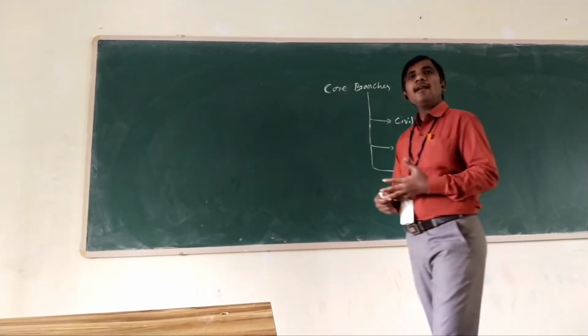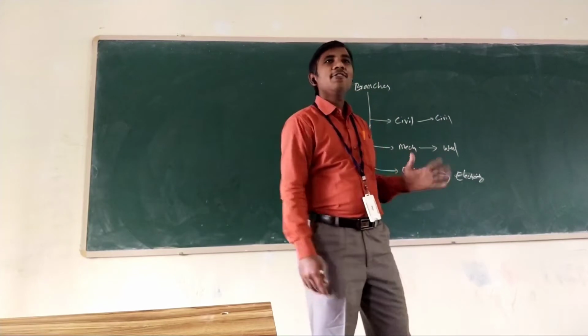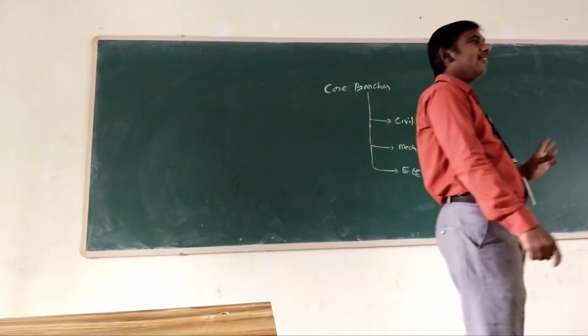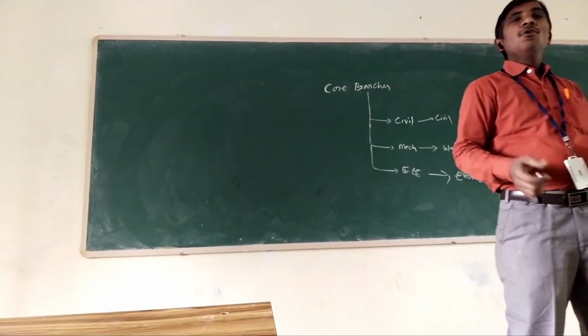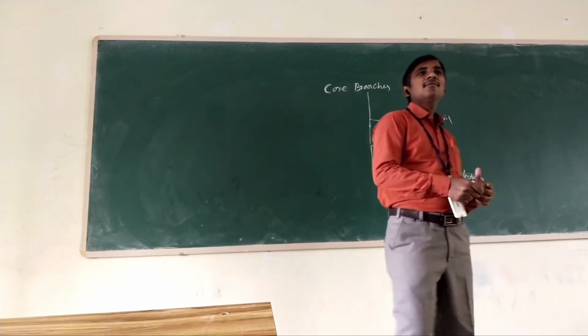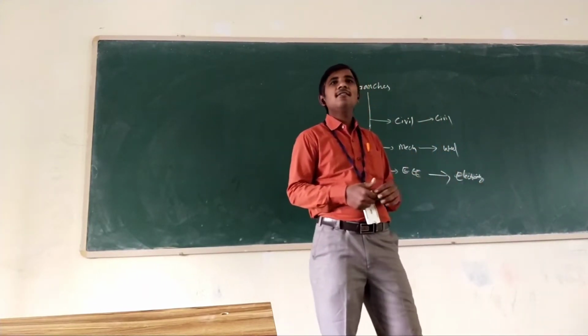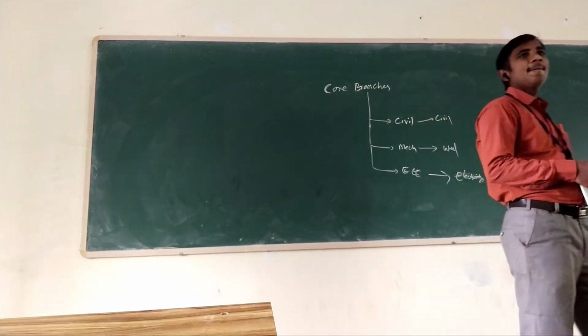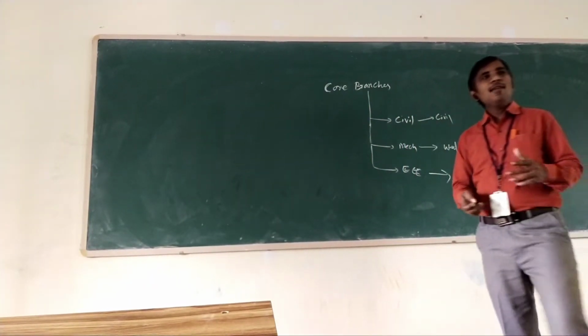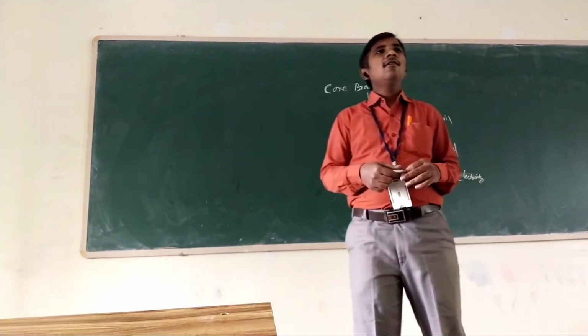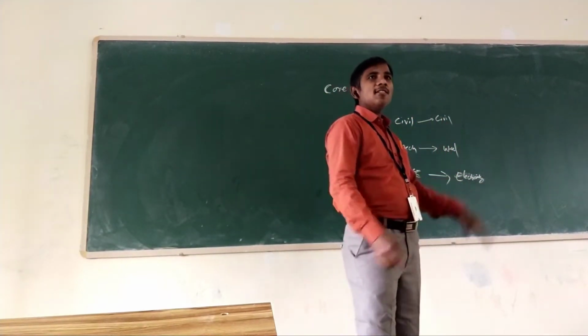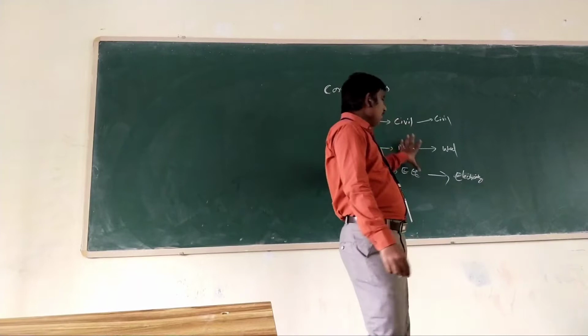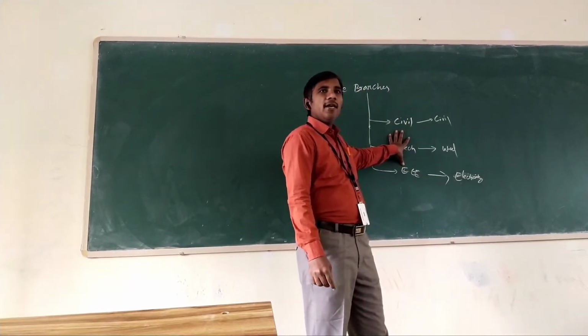Initially, who invented the lamp? You know. Who invented the fan? You don't know. Who invented the bicycle? Macmillan invented the bicycle. The lamp was invented by Thomas Alva Edison. Okay, these are the three main branches related to engineering.